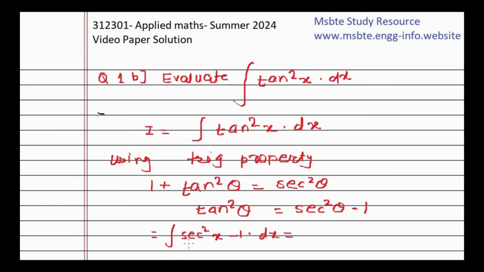And we have sec square x integration. As you know, derivative of tan x is sec square x. So integration of sec square x is tan x. And for minus, integration of 1 is x plus c. This is the final answer, tan x minus x plus c.